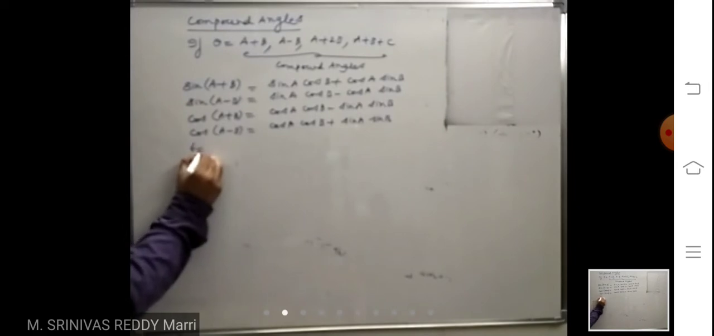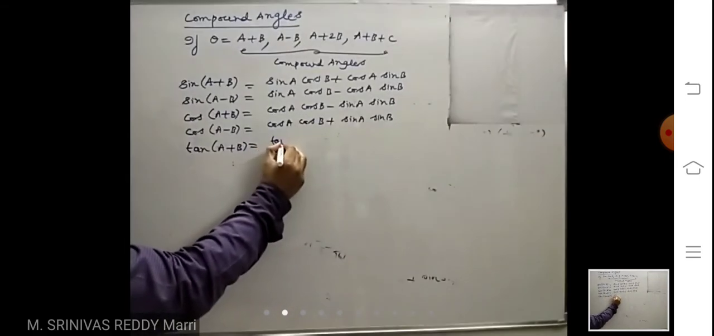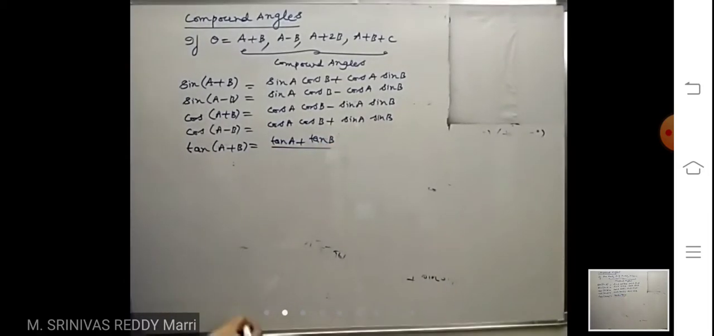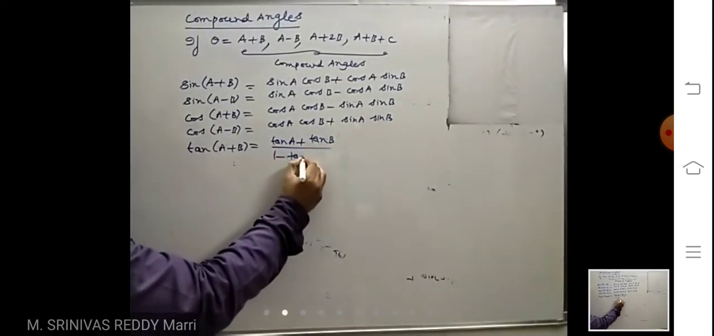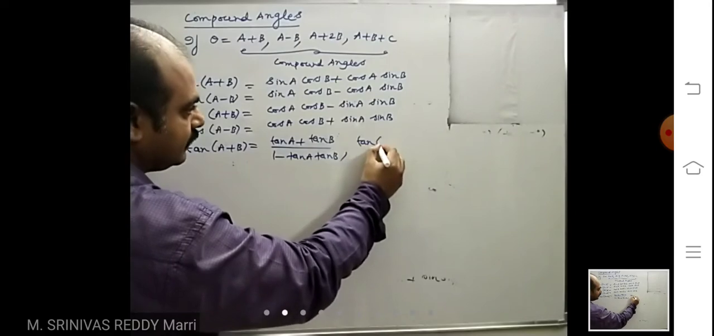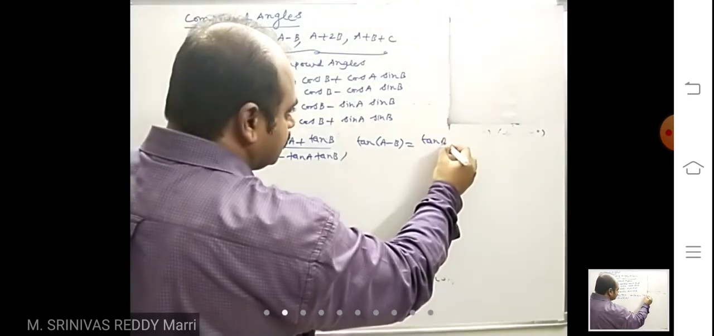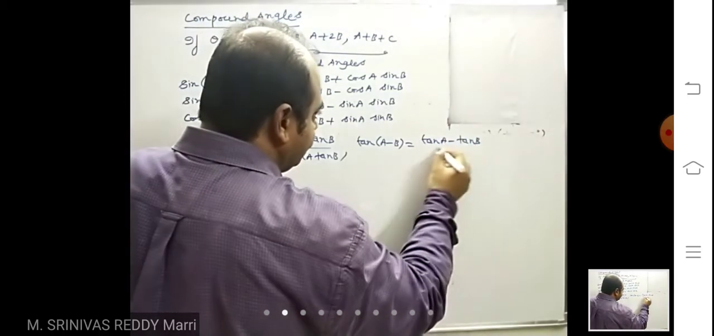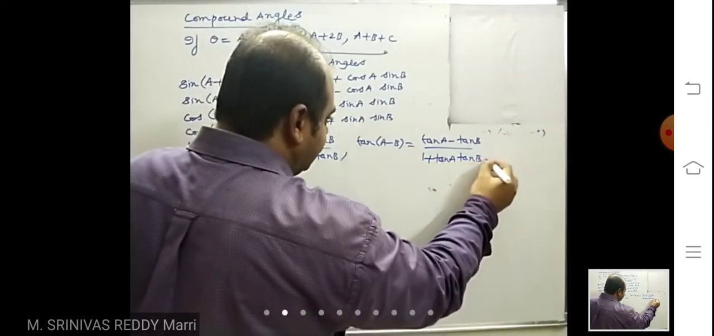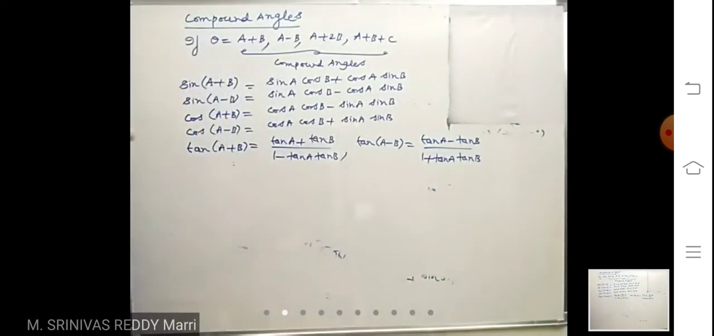Next, tan of A plus B is nothing but tan A plus tan B in the numerator, divided by 1 minus tan A tan B. Tan of A minus B is nothing but tan A minus tan B divided by 1 plus tan A tan B. This is the formula for tan of A minus B. So numerator minus and denominator plus will come.